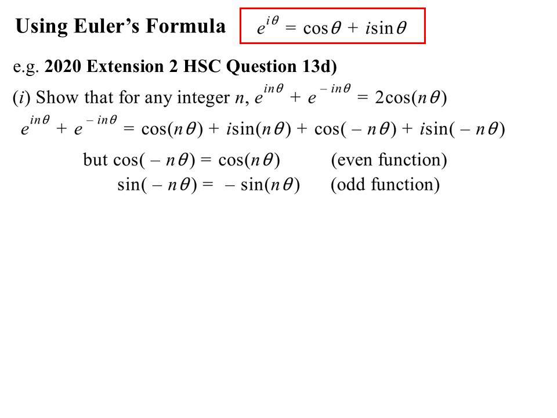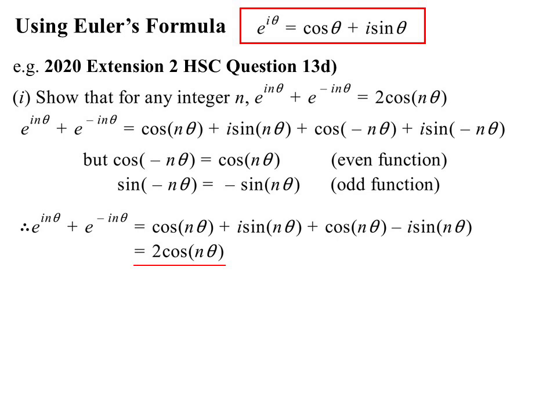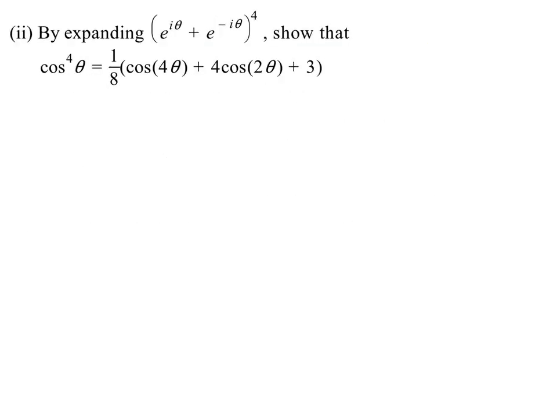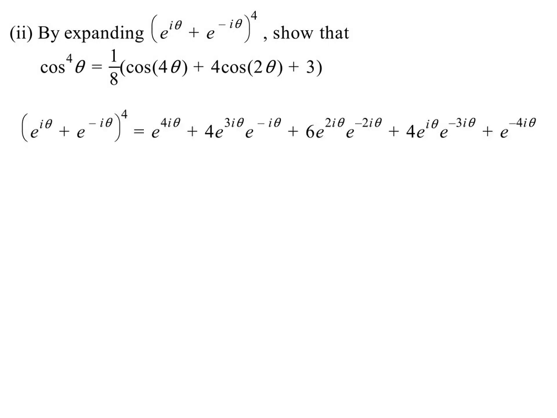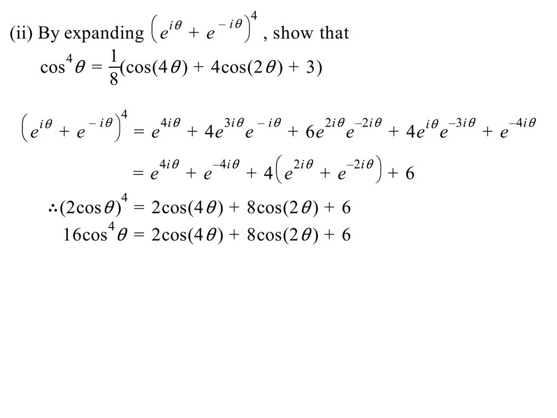But we know cosine is an even function, therefore cos of negative n theta is the same as cos n theta. Sine of negative n theta is the same as minus sine n theta because it's an odd function, and we get the result. The imaginary parts end up cancelling out. Part 2 then, by expanding this expression, show this trig identity. Alright, expanding it out using our binomial theorem and tidying up those powers, we see we can group the 4 i theta and the minus 4 i theta, and then the 2's as well, and then I can use that result again and I get 2 cos 4 theta plus 8 cos 2 theta, and of course we have the 6 at the end. We've got our result.